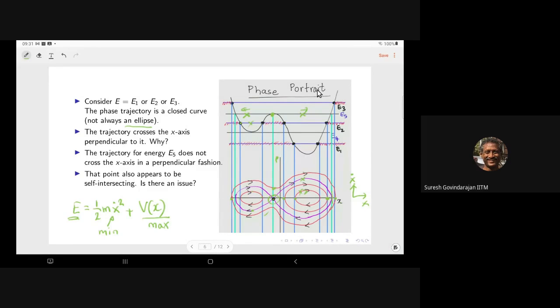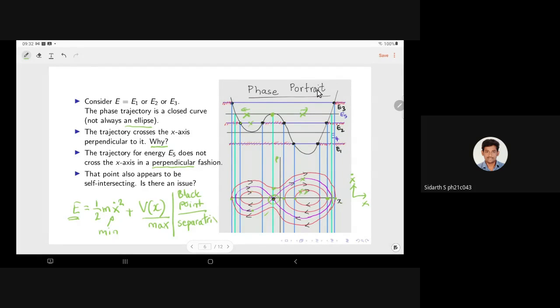Okay. So I said consider E1, E2 or E3. The phase trajectory is always a closed curve. The trajectory crosses the x-axis perpendicular to it. Why? This is homework for you. You can prove it. And then the trajectory for E5 does not cross the x-axis in a perpendicular fashion. So that's not true for E5. And the point also appears to be a self-intersection. But okay, so this black point has a name. It's called the separatrix.